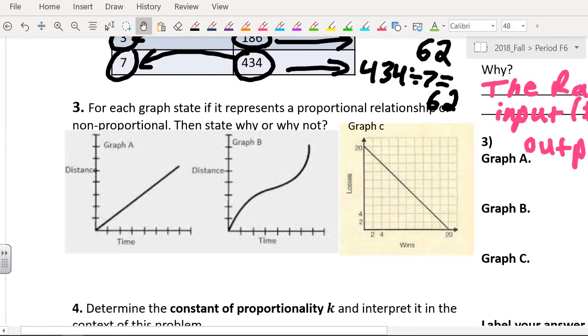All right. Eyeball. That took too long. Okay. For soup. Spaghetti soup. For each graph, state if it represents a proportional relationship or non-proportional. I believe it's the same, asking the same thing as if we were doing, is it a direct variation or not?